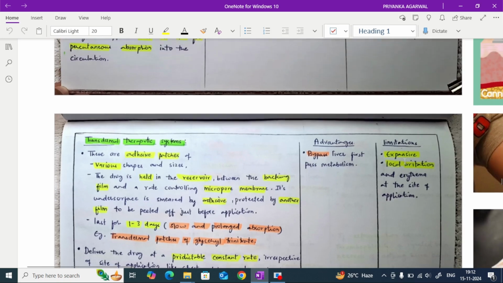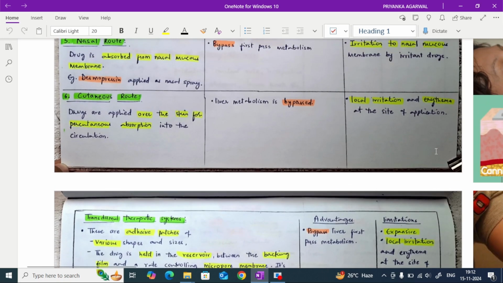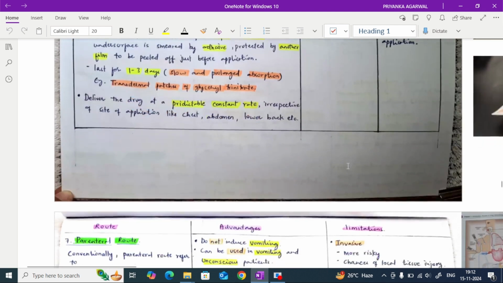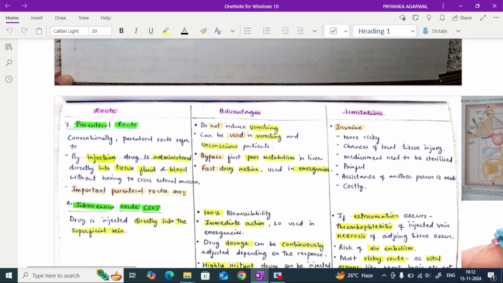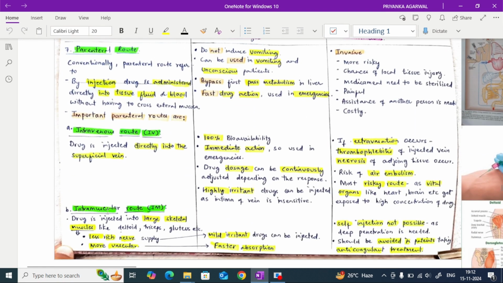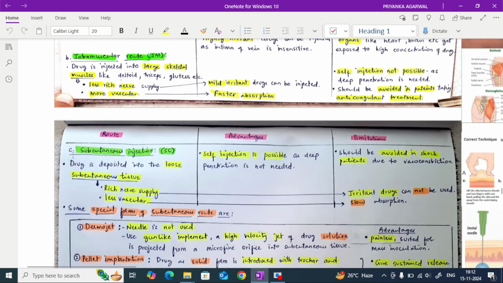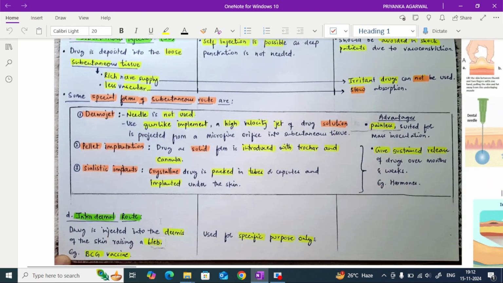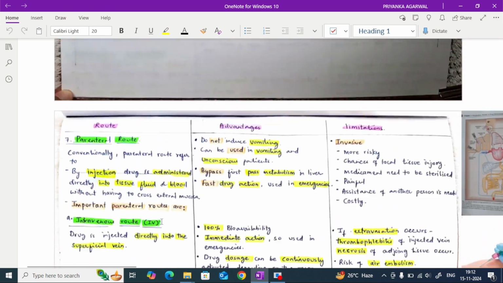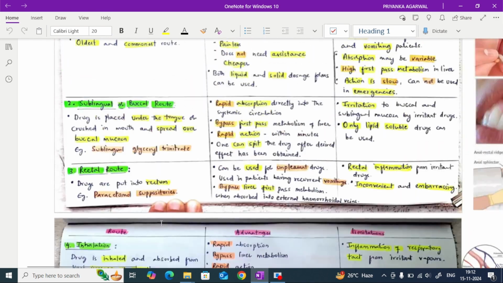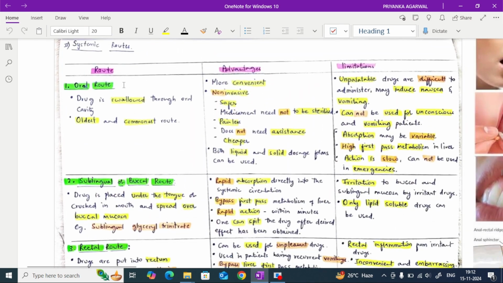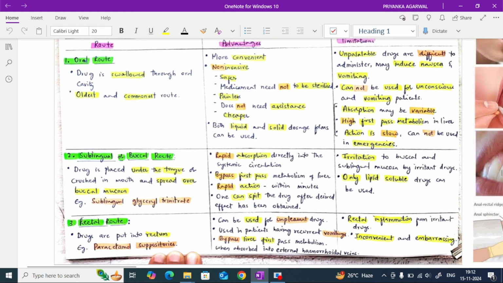Okay, so this is all about this video. So in the next video we will cover parenteral route. So in the parenteral route we will see intravenous, intramuscular, subcutaneous and intradermal routes. Okay, so what did we study in this video? So we studied about oral route, sublingual route, rectal route. So this is very simple, right?